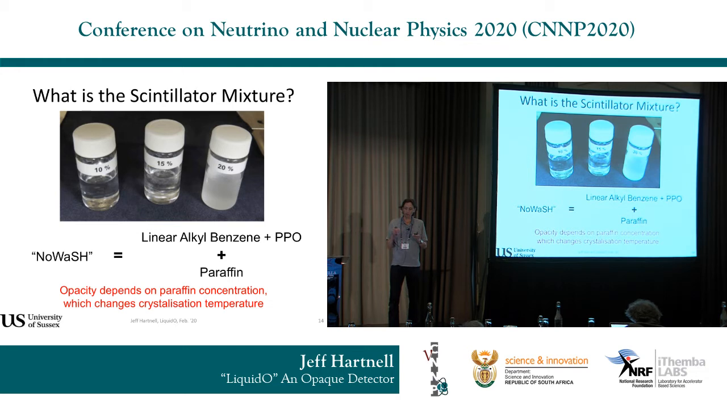What the Heidelberg group did was they took this LAB, a well-known scintillator, and then they added paraffin to it at various concentrations. This shows 10% paraffin, 15, and 20. And so what you see is the opacity depends on the paraffin concentration, but it also changes the temperature at which the crystallization occurs.